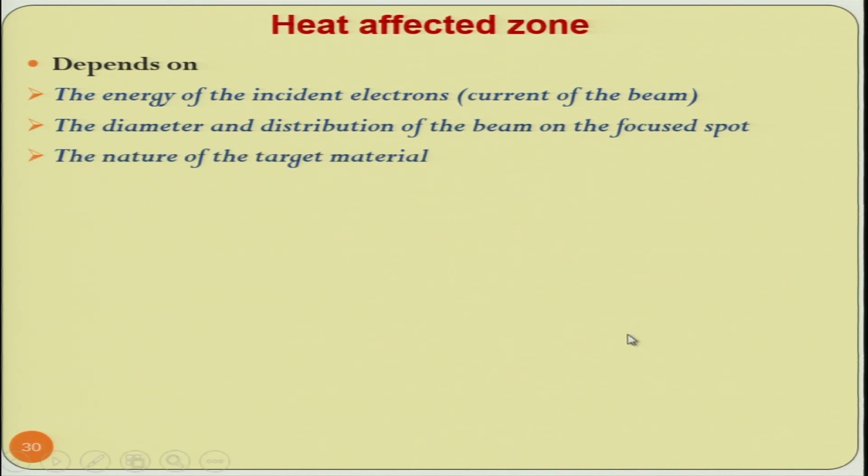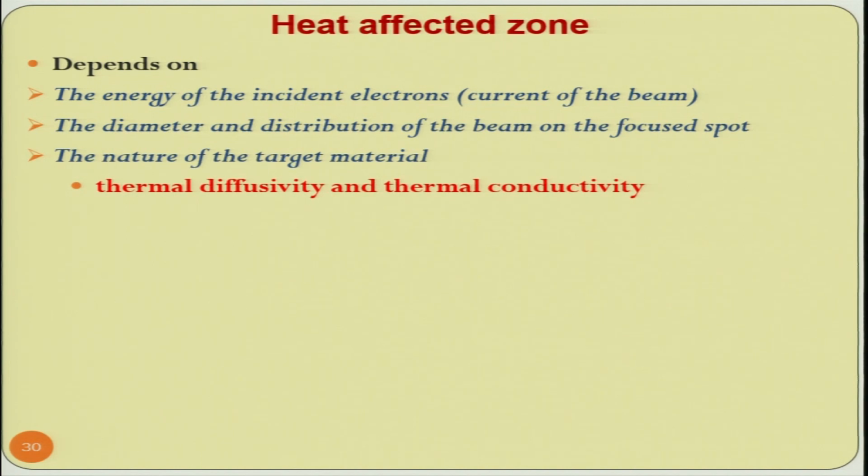The nature of the target material, that is the workpiece material, what are the properties, as we have already seen, the parameters of the workpiece material which affect the heat affected zone as well as the efficiency of the process. Thermal diffusivity and thermal conductivity are going to control the heat affected zone, as I showed to you in the earlier case. This is the heat affected zone over here, and definitely this will be affected by the thermal diffusivity as well as thermal conductivity, because this is the molten material over here. So, the heat is conducted in all directions of the cavity.